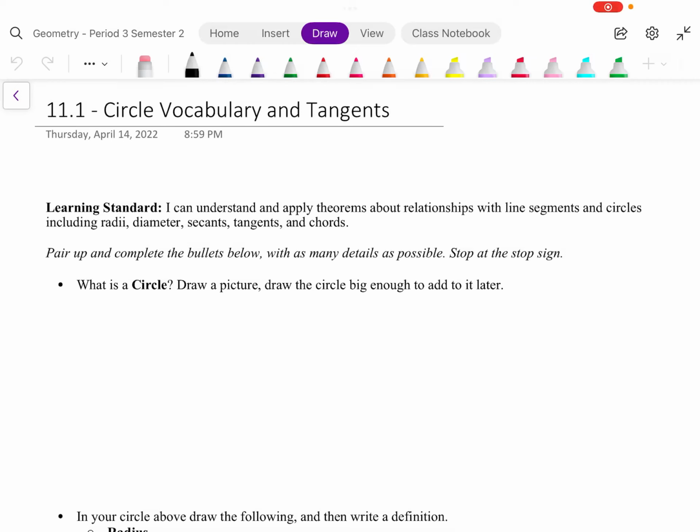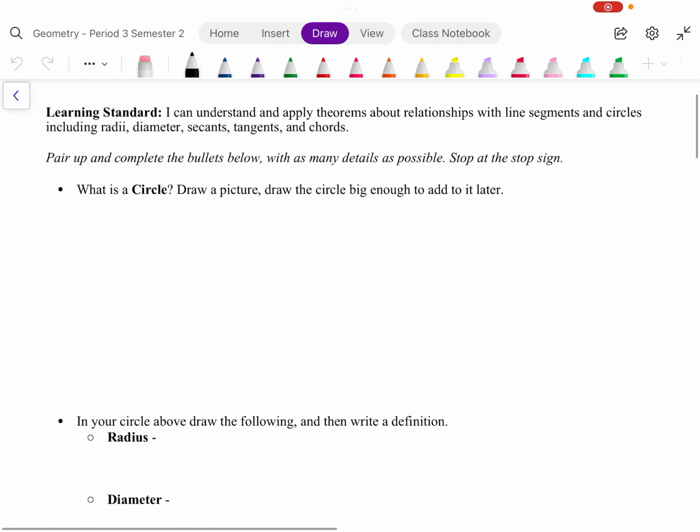Section 11.1 is on the circle vocabulary and tangents. Our learning standard for today is that you can understand and apply theorems about relationships with line segments and circles, including radii, diameters, secants, tangents, and chords.